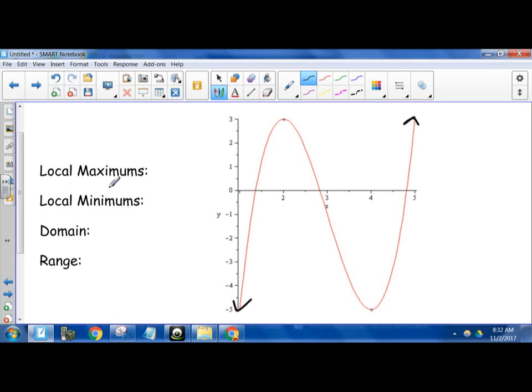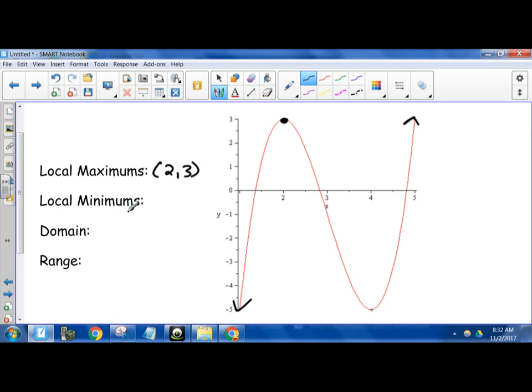Now first question is, what are the local maximums? Now remember, we're looking at the top of a mountain. So we have a local maximum right here. If you look left, there's nothing. Look right, there's nothing. That is the highest point as a local maximum, and it is at the location (2, 3). (2, 3) is the local maximum.